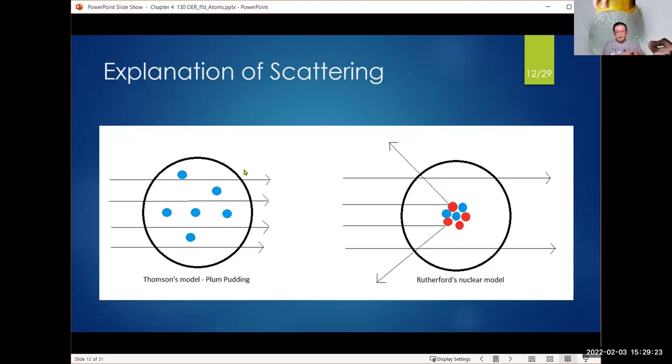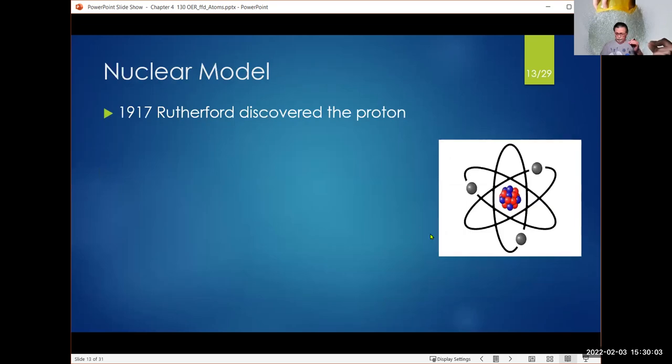Okay, so on the left is the plum pudding model, where it was thought that the bulk of these particles would just shoot through. But based on Rutherford's work, some particles were being ricocheted and sent off at different angles. So Rutherford proposed that there must be a very heavy nucleus in the center of the atoms that is a lot more dense and heavier than the particles he was shooting, to cause these particles to be ricocheted. Okay, so Rutherford is credited with discovering the proton slash nucleus. Okay, but there's a nucleus now.